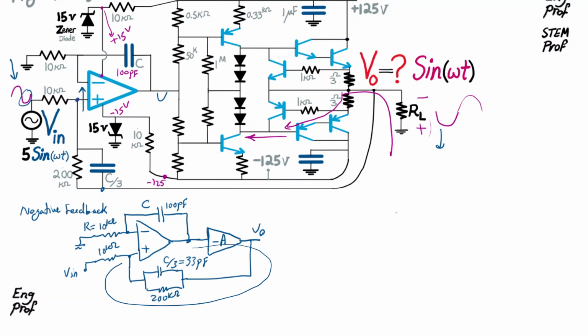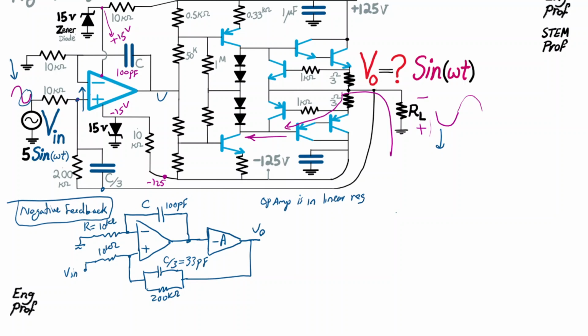there is a negative feedback in the circuit. The op-amp is properly biased, so I can say because of negative feedback and because of proper biasing of the op-amp, it is in the linear region, and as a result I can say virtual short is valid for the op-amp, which means the voltage at the positive input terminal of the op-amp should be equal to the voltage at the negative input terminal of the op-amp.